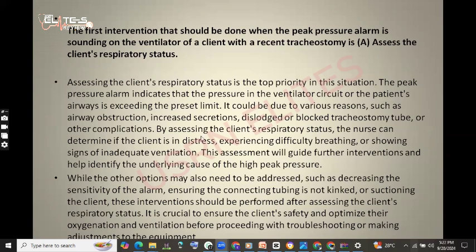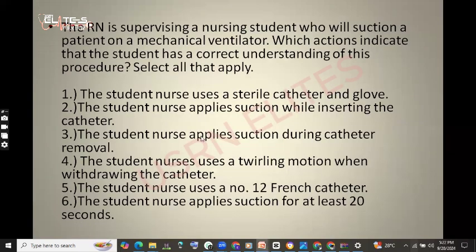Okay, let's look at the next one. Can someone take it for us? Hey, no one wants to read it. Okay, let me read it.